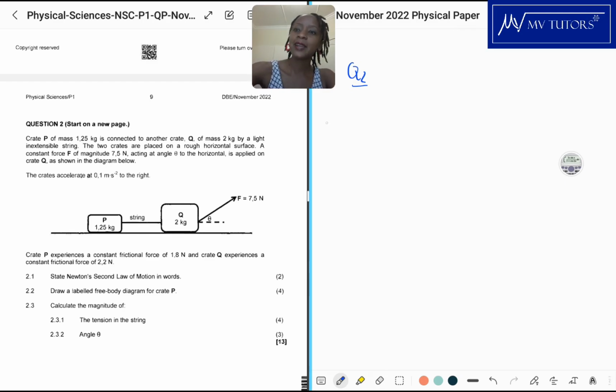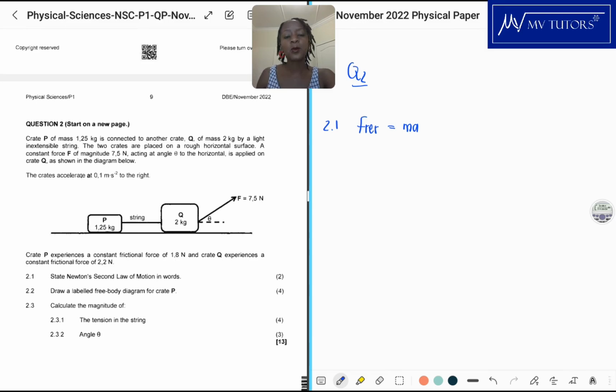I normally say if you forget the theory, please try to get an equation that will at least help you remember. And the equation that is applicable to Newton's second law is the resultant force being equal to the mass times acceleration. So we would start by stating Newton's second law in the following ways.